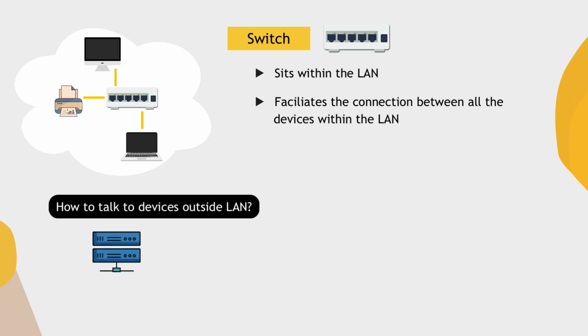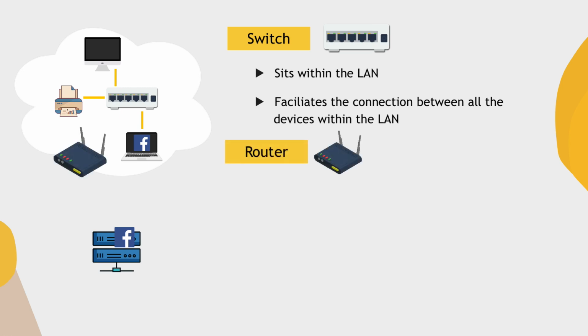But what if you want to talk to a server or some other device which is not in your LAN? Like you want to open the Facebook website on your laptop, so you need to connect to and talk to a Facebook server which is obviously outside your LAN. Or essentially any website which is hosted on a server outside your LAN. Does a switch help there too? No, for connecting to outside devices, there is another special device in a LAN called a router.